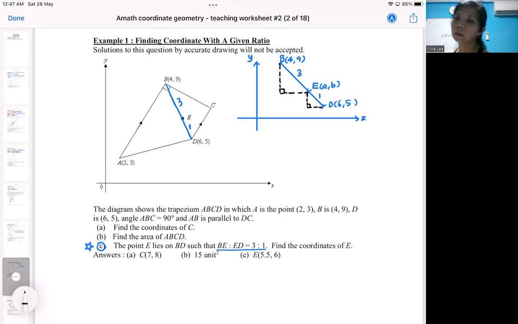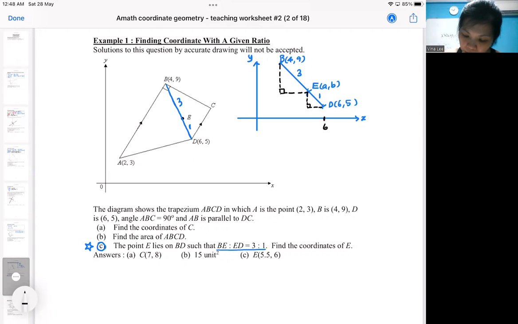So if you still remember the concept of similar triangles, they follow the same ratio. So that applies to the base, that applies to the height. So the base will follow the ratio 3:1. The height will also follow the ratio 3:1. So how are we going to use this ratio? We use it on the x coordinate.